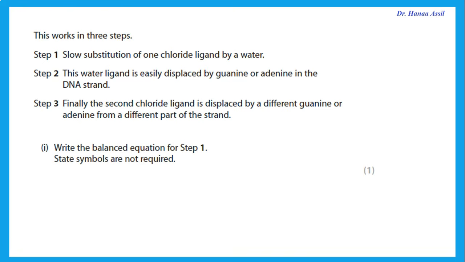So this works in 3 steps. Slow substitution of 1 chloride ligand by water. This water ligand is easily displaced by guanine or adenine in the DNA. Finally, the second chloride ligand is displaced by a different guanine or adenine from a different part of the strand. So we need the platinum to bind to 2 different nitrogen bases on the DNA. First of all, write the balanced equation for step 1. What is step 1?